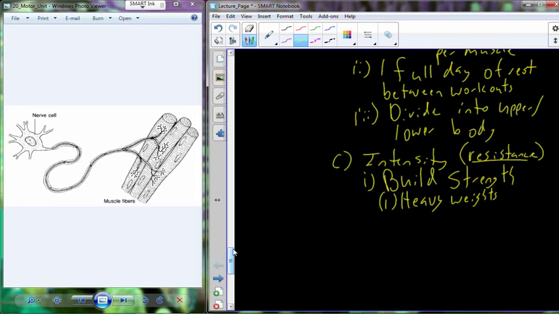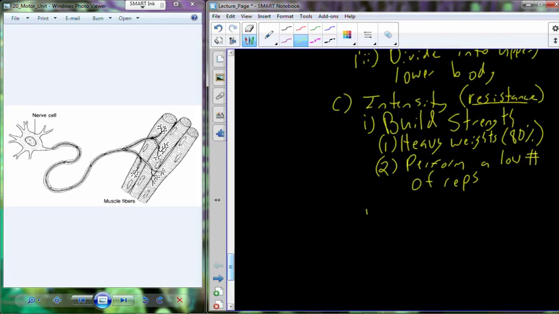So higher resistance, closer to 80% of the 1 rep max. And you're going to couple this with performance of a lower number of repetitions. So that's to build strength.